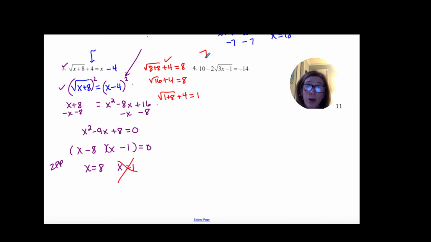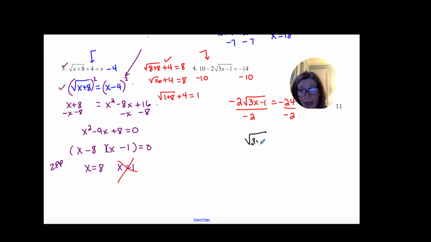All right, and number 4, we've got to just make sure we can use all operations. Again, the goal is to isolate the root. So I'm going to first subtract 10. Okay, that's going to give me negative 2 root 3x minus 1 equals negative 24. I'm going to divide both sides by negative 2. And that's going to give me the square root of 3x minus 1 equals 12.